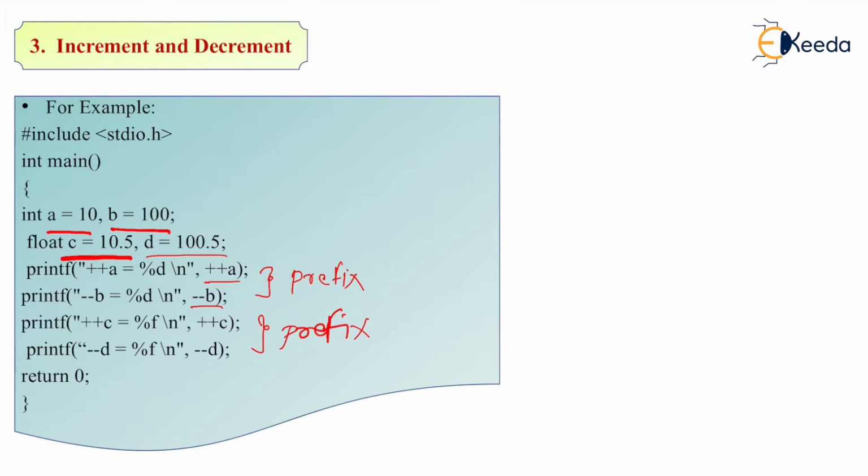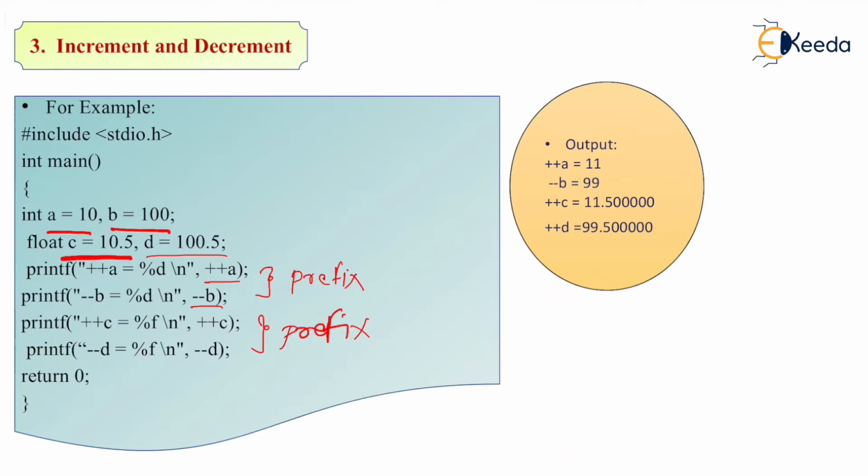Now we'll see the output. So the output for plus plus a becomes 11. So a becomes incremented by 1, that is 11. b gets decremented by 1, that is 99. Then once again 10.5 will get incremented by 1 to 11.5, and the d value will also get decremented by 1, that is 99.5.